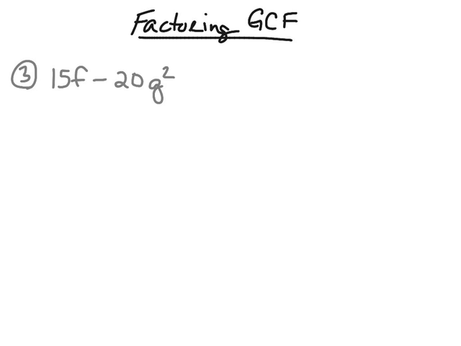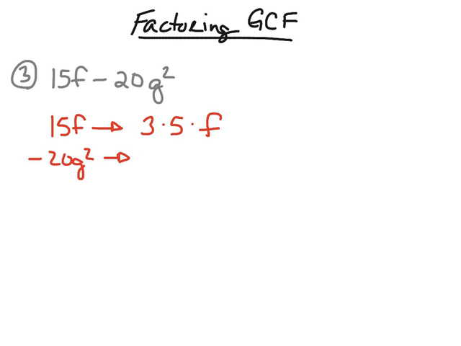Okay, example number 3, 15f minus 20g squared. Just like the last two examples, we're going to start by taking each of the terms, and we're going to expand each of these terms. Find the prime factors. So 15. 15 would be 3 times 5. These are the prime factors of 15. However, there's also an f. So 3 times 5 times f would be 15f.